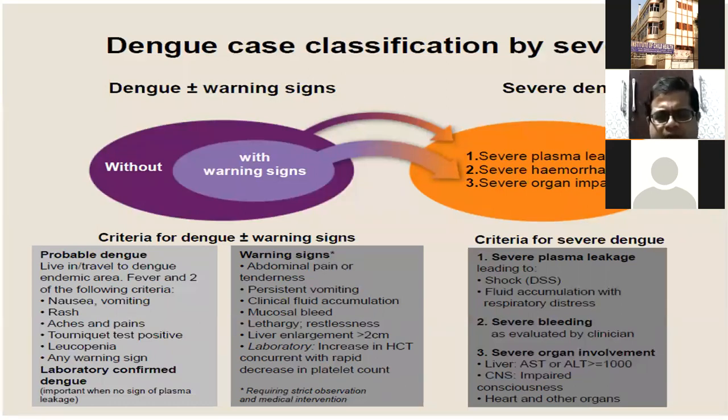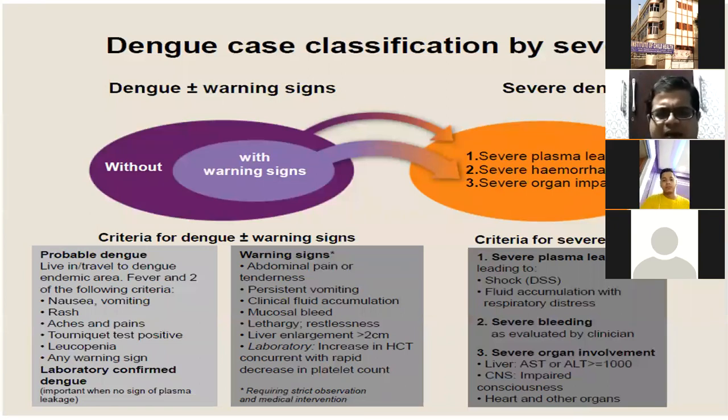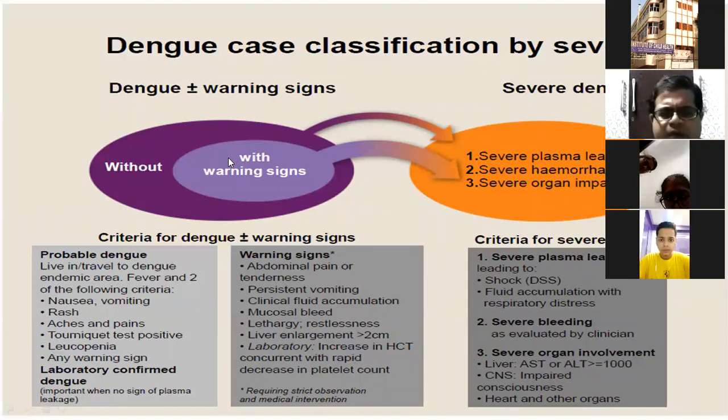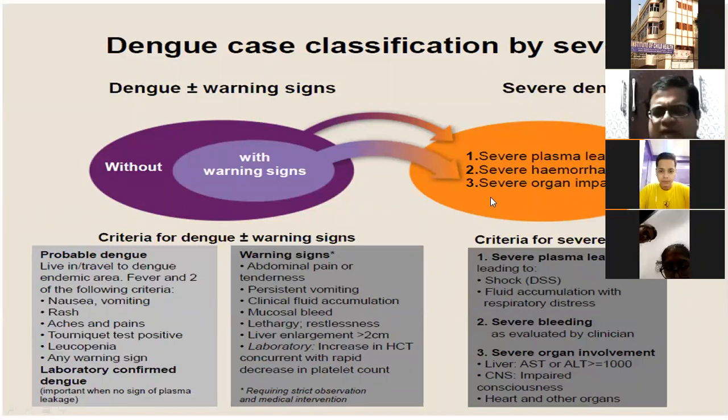Now, dengue case classification by severity by WHO 2012, modified in 2016. For severity classification, they have classified into 3 broad divisions: dengue without warning sign, or simple or undifferentiated dengue fever; dengue with warning sign; and severe dengue. All the cases of expanded dengue syndrome, dengue shock syndrome, and severe dengue hemorrhagic fever go into severe dengue.